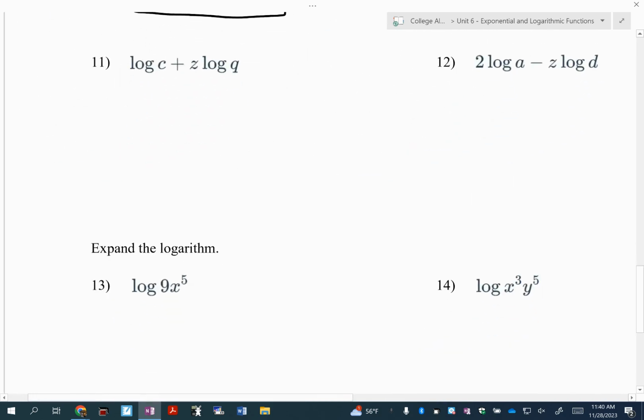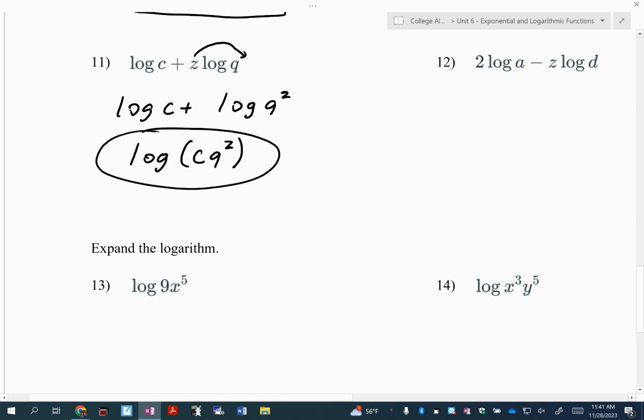Number 11, this time I don't have a number in front. I have another variable, but it's the same process. Move it to the power. So it's the log of q raised to the power of z. I see addition, so I'm going to use multiplication here. So c times q to the power of z is my argument.